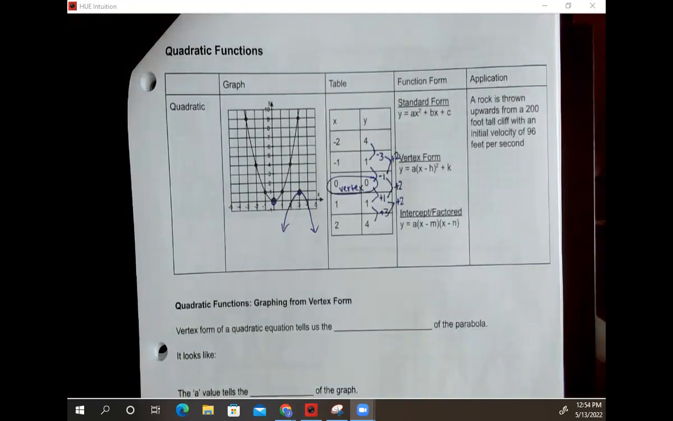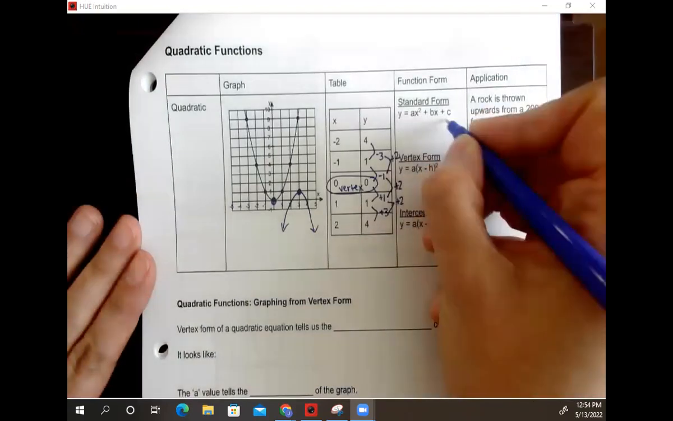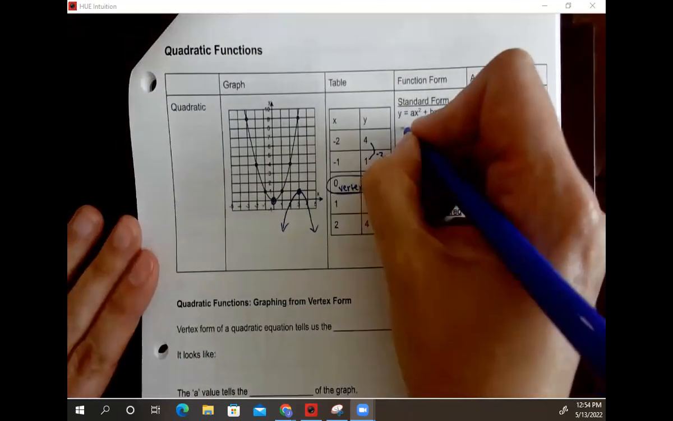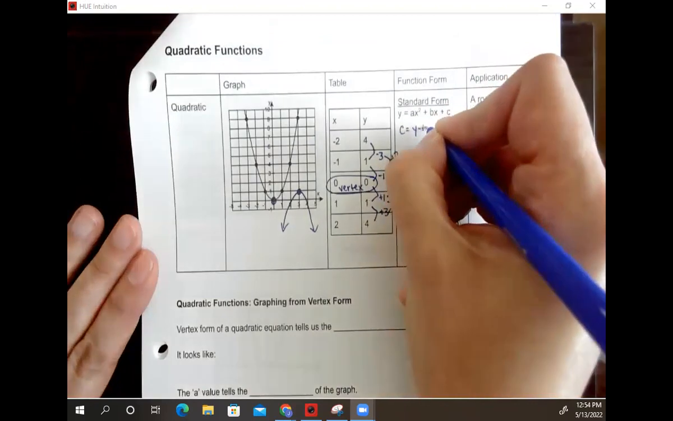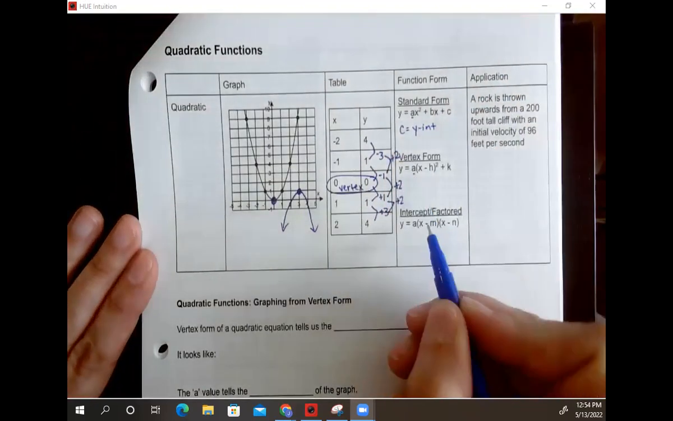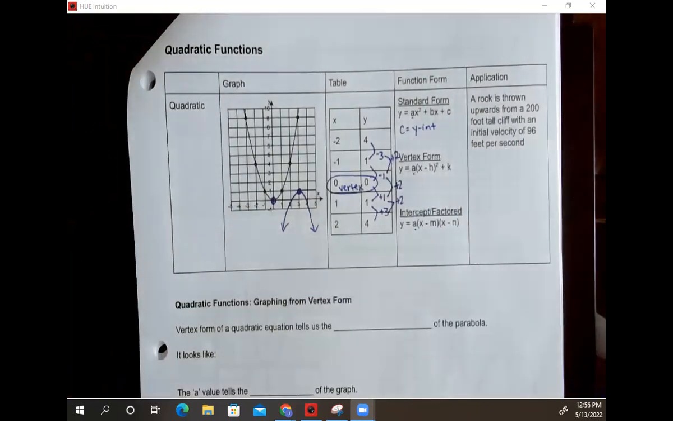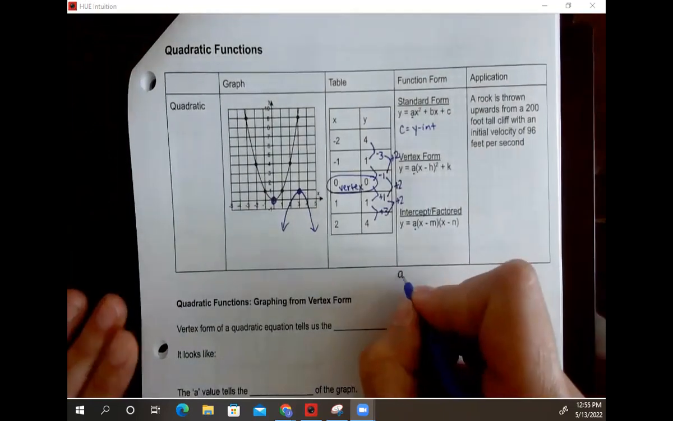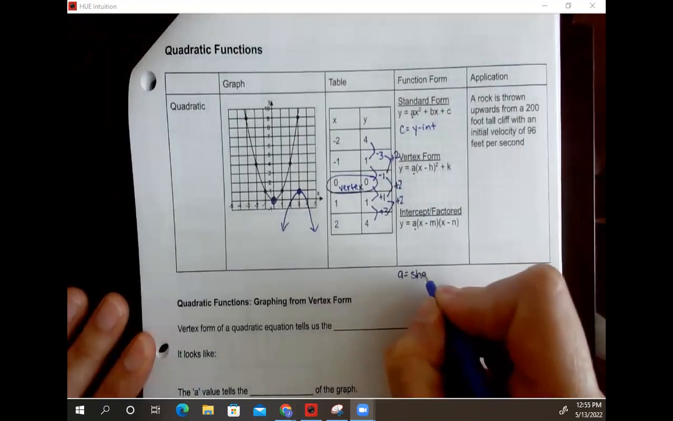We have 3 different function forms for quadratic functions: standard form, vertex form, and intercept or factored form. They each tell me something unique about my quadratic function, about my parabola. The standard form C value here at the end, that constant term, tells me my y-intercept. And then the A value in front here, I want you to notice we see as a lead coefficient in each of our forms. That A value tells me the shape of my graph.